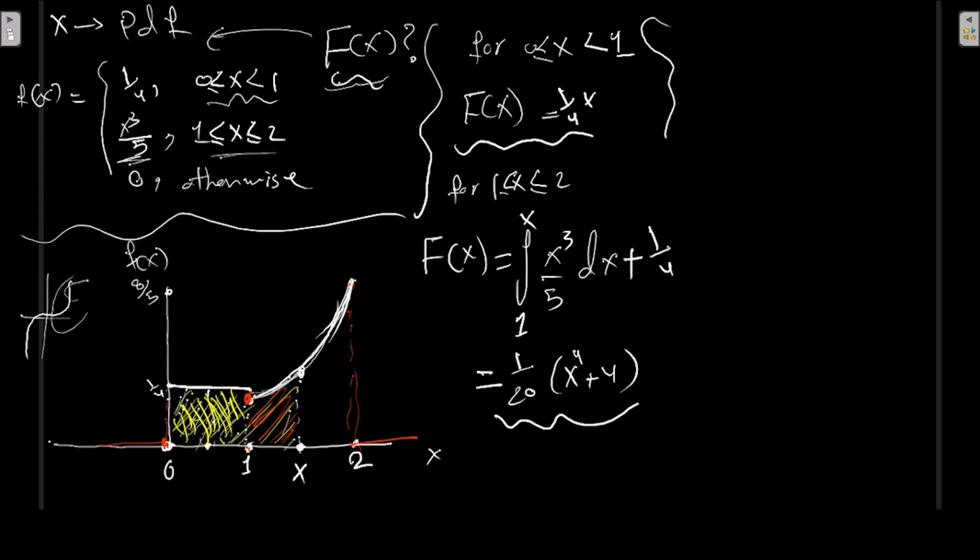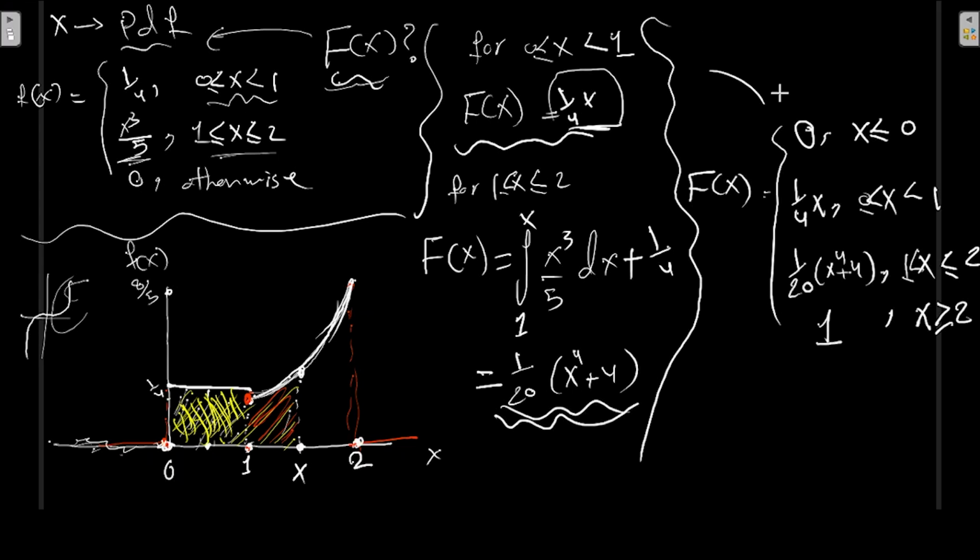Now to finish up, you have to make your conclusion clear. This is the way we write the cumulative distribution function. I hope the idea is clear in principle.